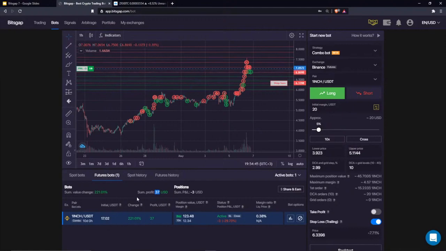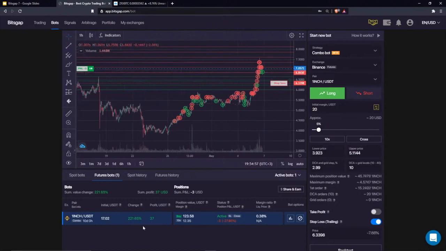Don't get confused with other metrics. As long as your sum profit is positive, you are doing just great. If you see the sum profit negative, then you are doing badly. So far so good. You see my initial investment was $17. That's my initial margin, my initial risk exposure.